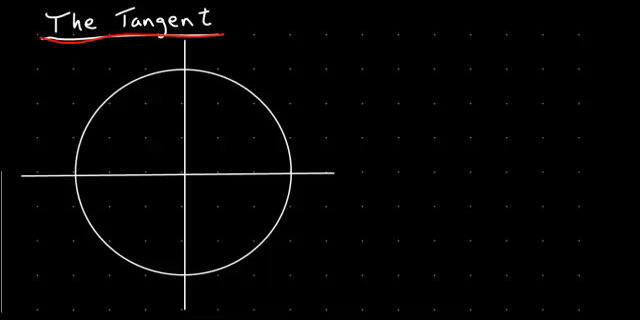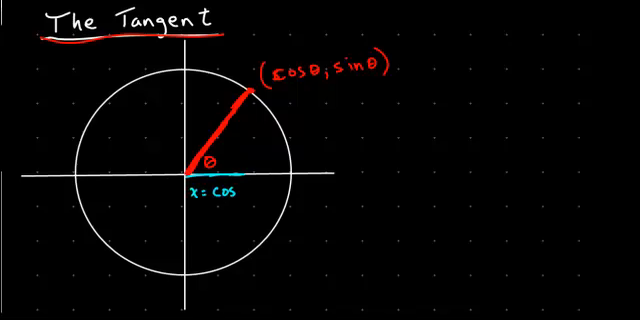So first of all, let's say we have some angle theta here, and we know that the coordinates are cosine theta, sine theta. That's the coordinates of that point, cosine theta, sine theta. Well, the tangent is simply the slope of that radius there. So here we have the x coordinate, so x equals the cosine theta, and we have our y coordinate. Here y is the sine theta.